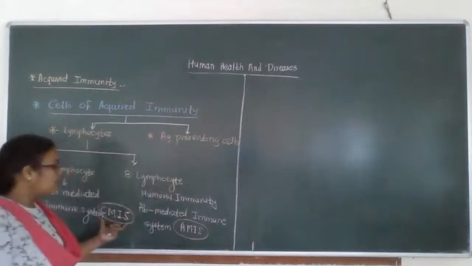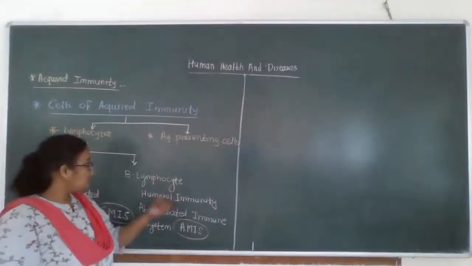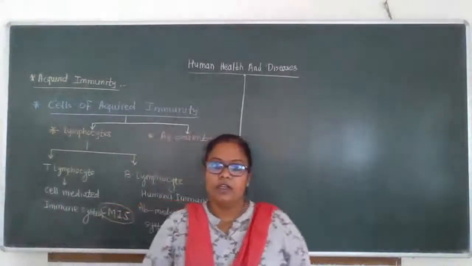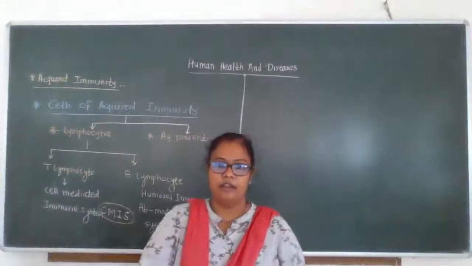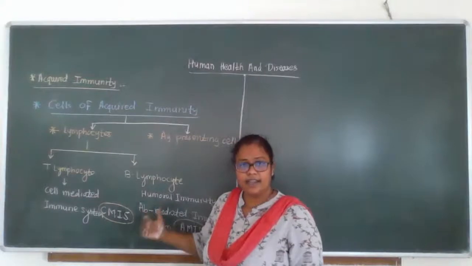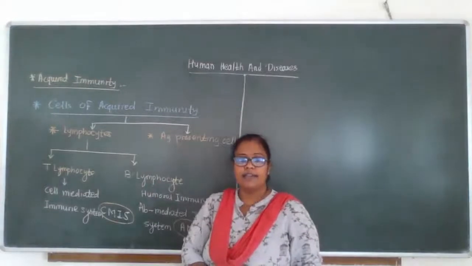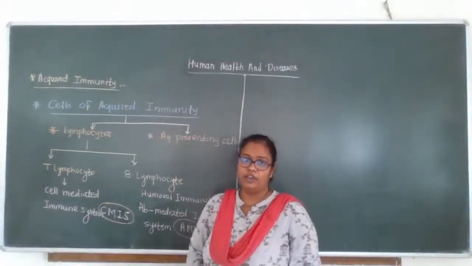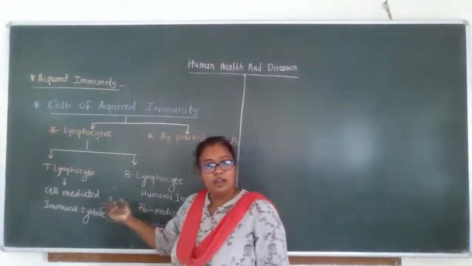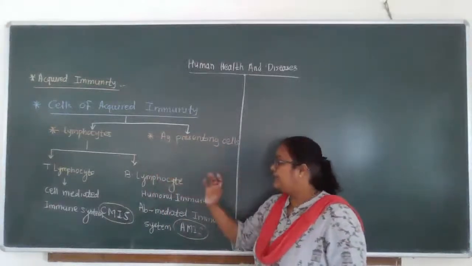The cell mediated immune system is shown by T lymphocytes, while the antibody mediated immune system is shown by B lymphocytes. That means our acquired immunity tries to defeat the antigen by producing antibodies against that antigen, as well as by phagocytosing that antigen. So these are the two main types of immunity generally shown by our lymphocyte cells. There are two different cells, T lymphocyte and B lymphocyte.